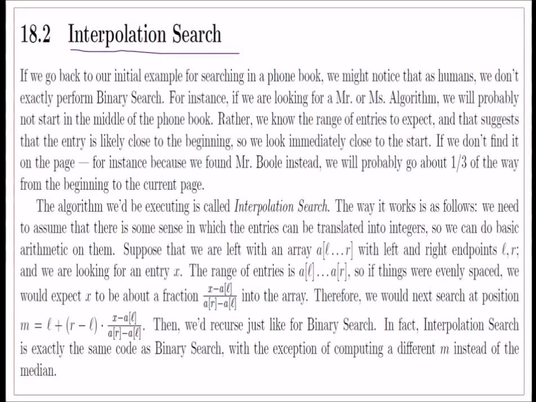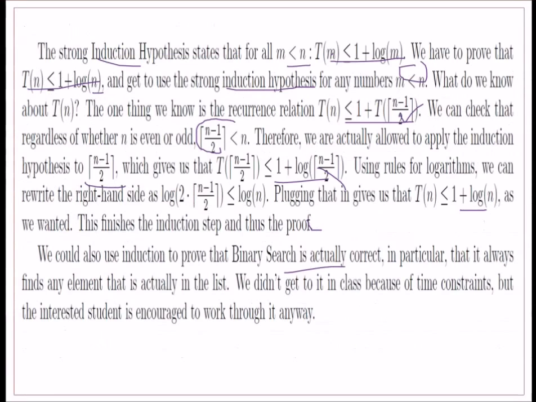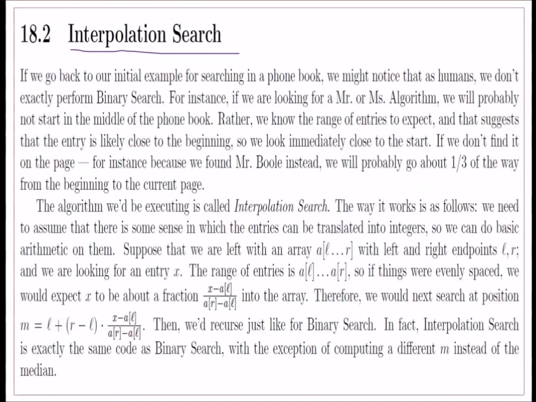We have seen binary search. Then what is this interpolation search? We have already discussed searching in a phone book. We don't exactly perform binary search in a phone book. For example, if we are looking for some Mr. or Mrs. whose name starts with A, we will not start with the middle. Do you start in your phone book by going to the middle? No, you start near the first entry.